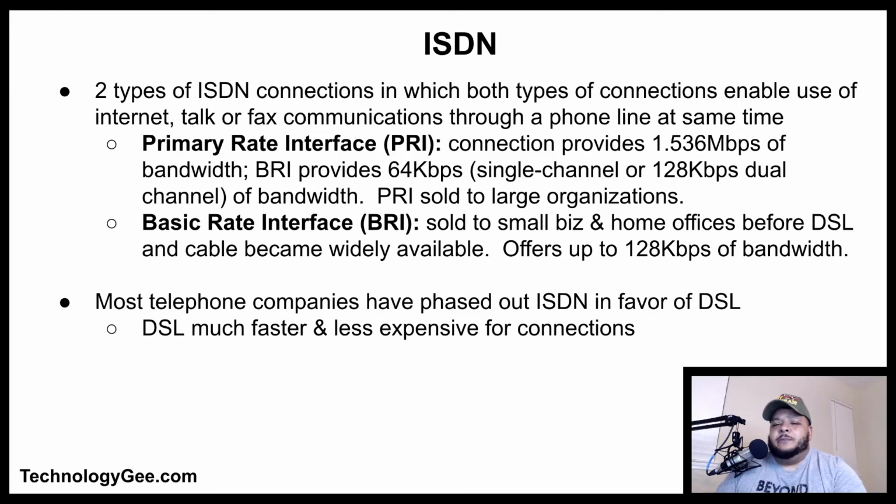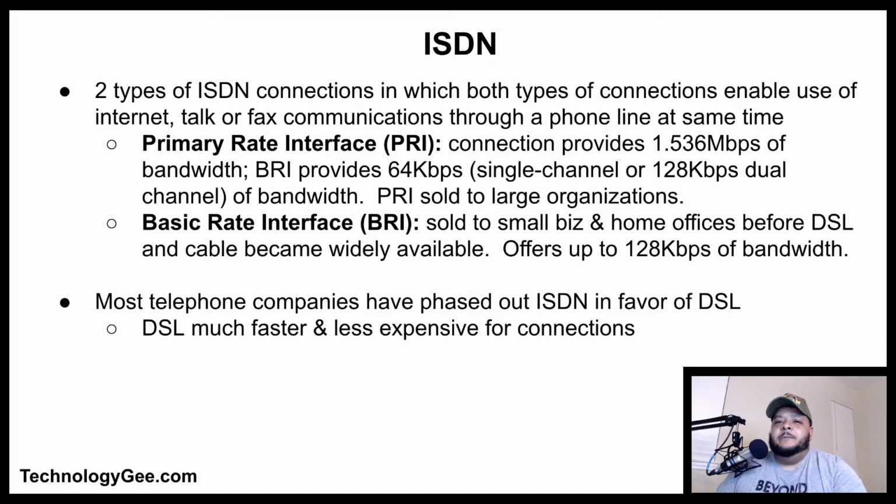You have what is called the primary rate interface, or the PRI. A PRI connection provides 1.536 megabits per second of bandwidth, whereas a BRI provides 64 kilobits per second on a single channel, or 128 kilobits on a dual channel of bandwidth. PRI is sold to large organizations.